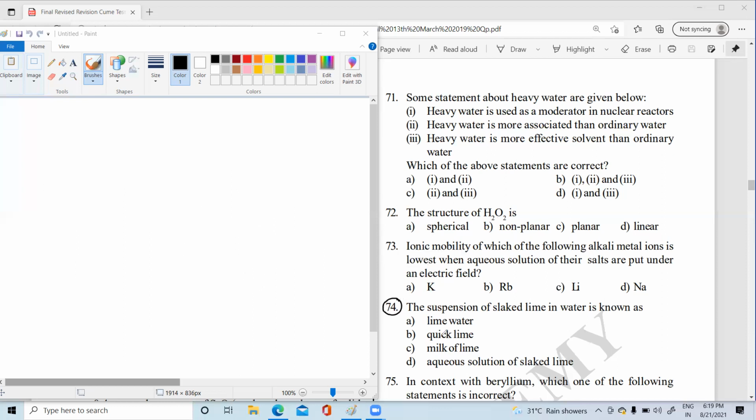Next, question number 74. The suspension of slaked lime in water is known as milk of lime. That question only, students, is from inorganic chemistry. This is that question. Next.